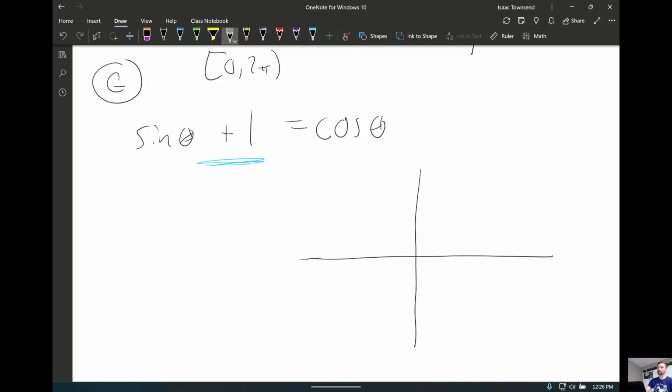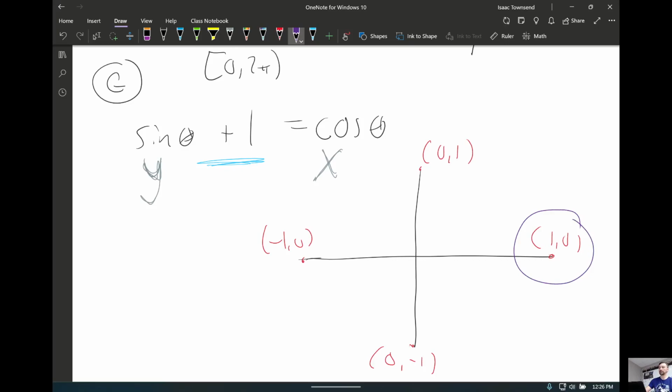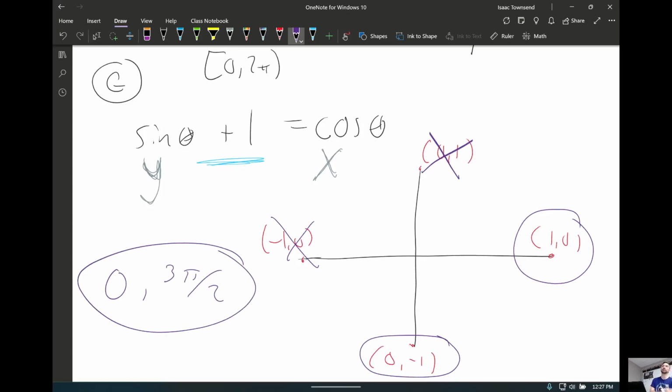So since on the unit circle, sine is all the y values and cosine is all the x values, the only 4 places where sine and cosine are separated by 1 would be these 4. So I would just guess and check each of these 4. Add 1 to sine, see if it equals cosine. If I add 1 to sine, it does equal cosine. If I add 1 to sine, it doesn't equal cosine. If I add 1 to sine, it doesn't equal cosine. And if I add 1 to sine, it does equal cosine. Looks like 0 and 3 pi over 2 would be your 2 solutions.